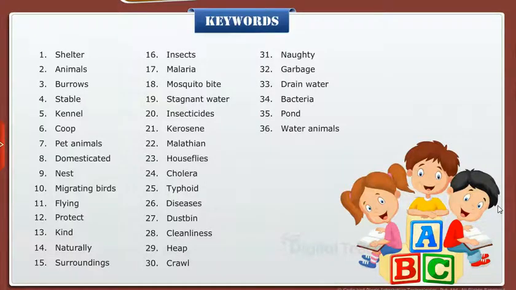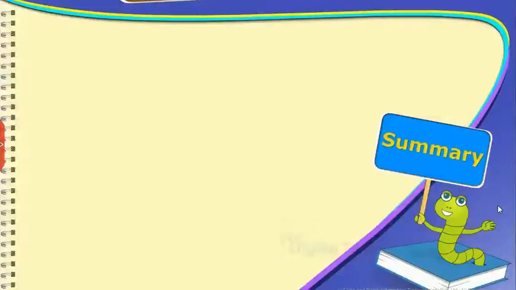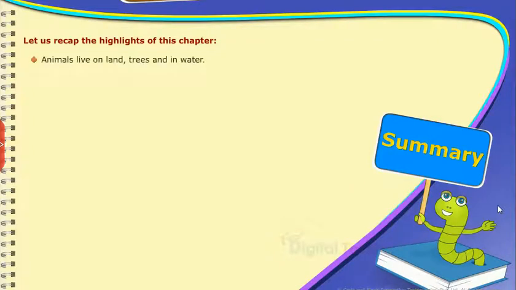Keywords. List of keywords are shown on the screen. Summary. Let us recap the highlights of this chapter. Animals live on land, trees, and in water. Domesticated animals are also called pet animals.